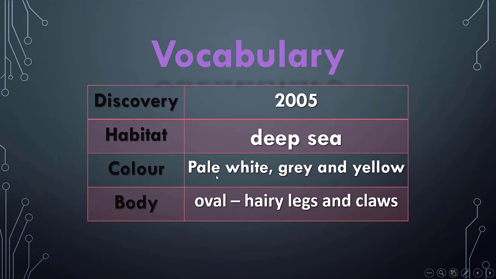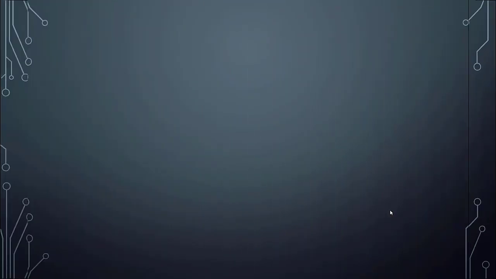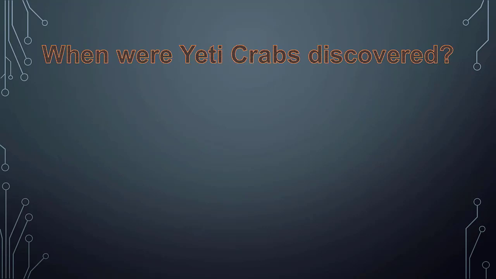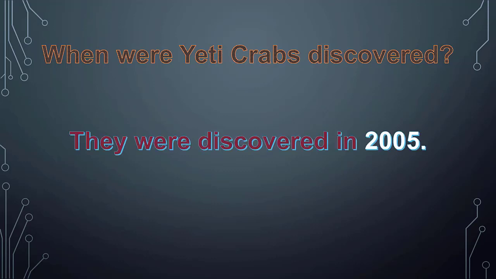Color. They have different colors. Pale white, gray and yellow. The body, oval, hairy legs and claws. And this is the part of the questions and answers. When were Yeti crabs discovered? Excellent. They were discovered in 2005.